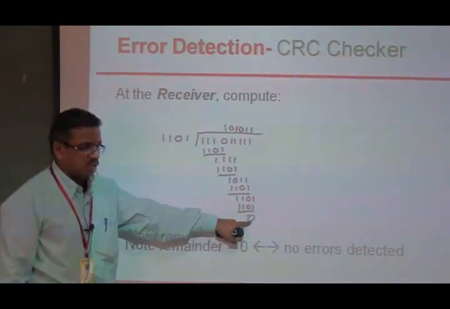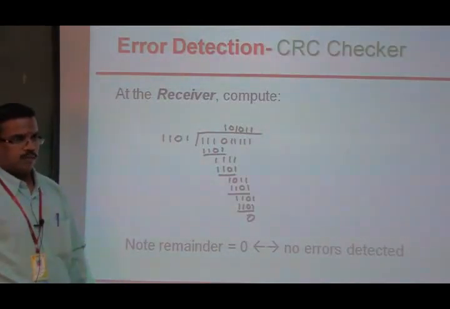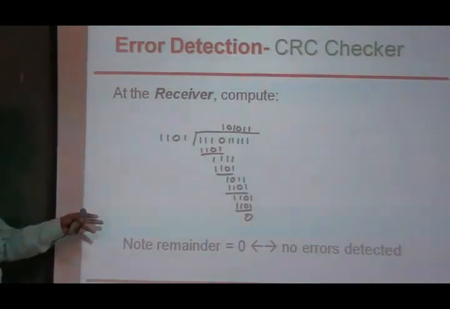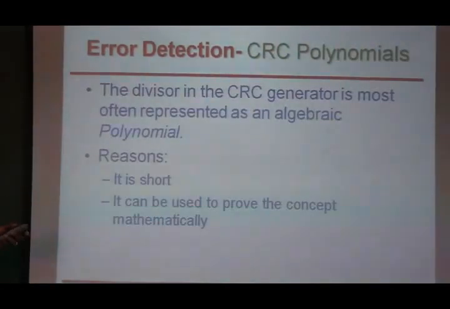When the remainder is nonzero, some error is detected. So this process is given. When you practice these problems, you can easily understand.